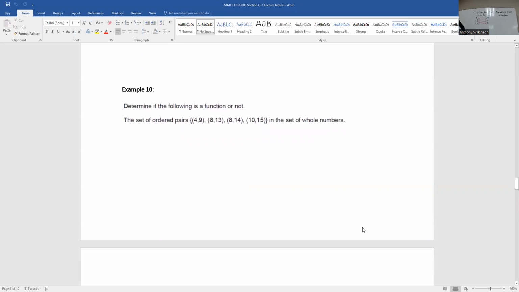Okay. Let's look at this example. Determine if the following is a function or not. Here you got the set of ordered pairs 4, 9, 8, 13, 8, 14, and 10, 15 in the set of whole numbers. Would this represent a function? This time it's no. Because notice that 8 is paired with 13 and also 8 is paired with 14. So you've got an x coordinate with 2 different y coordinates. Okay, so this would not be a function.